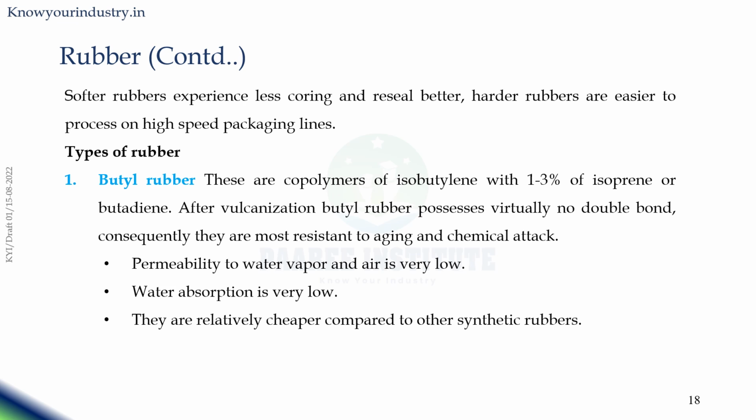So, the butyl stopper. It has very good resistance to low water vapor and air permeability. Water absorption is very low. They are relatively cheaper compared to other synthetic stoppers. These are copolymers of isobutylene with 1 to 3% of isoprene or butadiene. After vulcanization, butyl stoppers possess virtually no double bonds. Consequently, they are most resistant to aging and chemical attack.